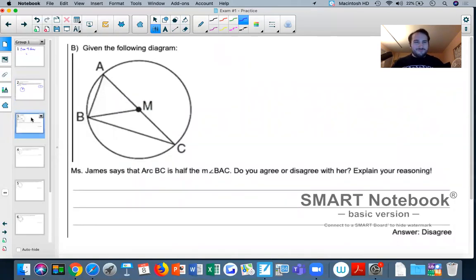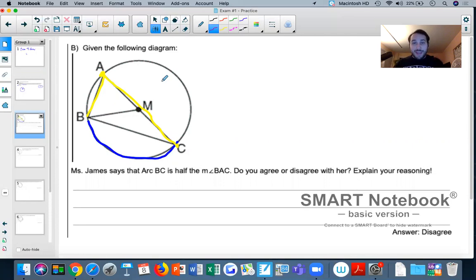Moving on. So Ms. James says that arc BC is half the measure of angle BAC. So let's check that out. BAC is that angle. The first thing you want to ask yourself is, well, what kind of angle is that? And then we can go from there. So that is an inscribed angle, because the vertex of an inscribed angle is on the circumference of the circle. Okay, so angle BAC is an inscribed angle. This is literally just asking you the definition.